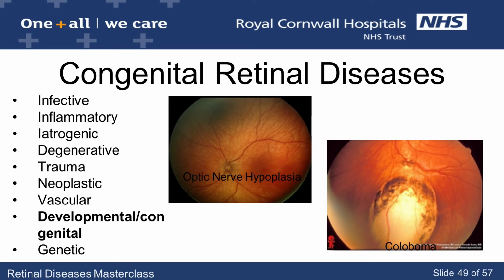Congenital retinal diseases include the pictures shown on the screen here. Optic nerve hypoplasia can result in lifelong defective vision, but not necessarily. A coloboma is an interesting embryological remnant whereby the retina has not fully zipped up during the first few weeks of gestation and presents with a white defect, usually in the lower part of the retina, and is sometimes associated with other clefting defects.